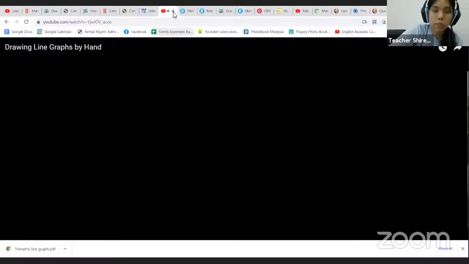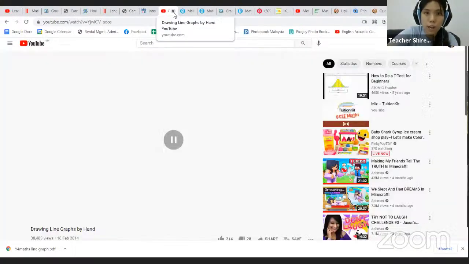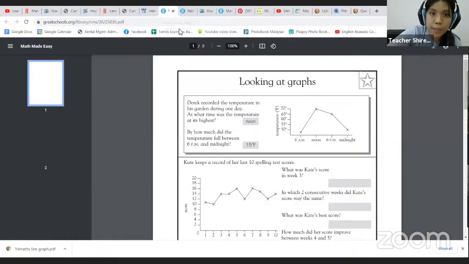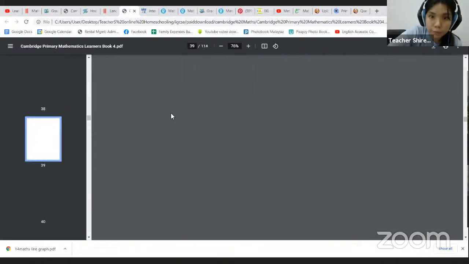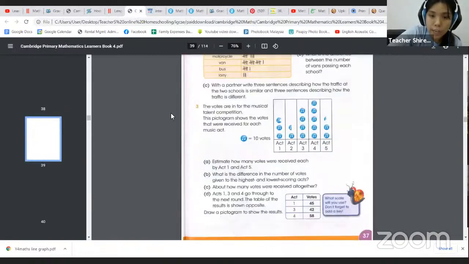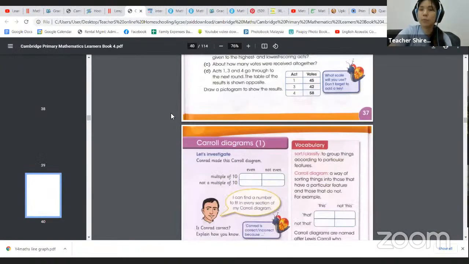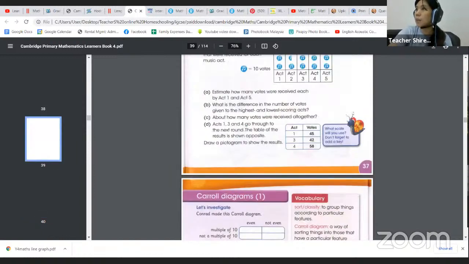Okay, that's pretty much how you draw a line graph. Okay, what I need you to do is, the same question as yesterday. Let me get back the same question. Okay, same question as yesterday, and I need you to draw it into the line graph.